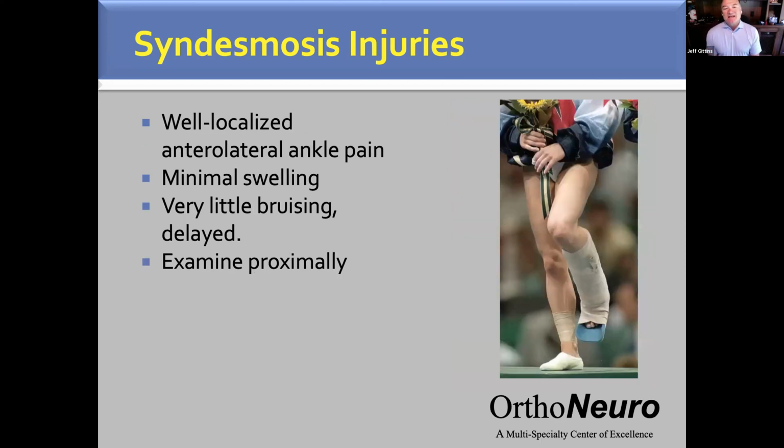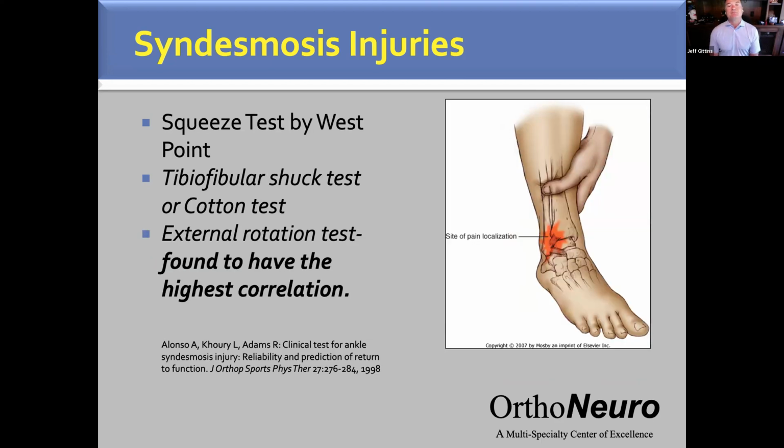There's well-localized anterior lateral ankle pain just above the joint line. They can have minimal swelling at times, but otherwise they can have swelling similar to an ankle sprain. There's very little bruising that can be delayed at times. And again, you want to examine proximally for a possible fracture, what we call a Maisonneuve injury.